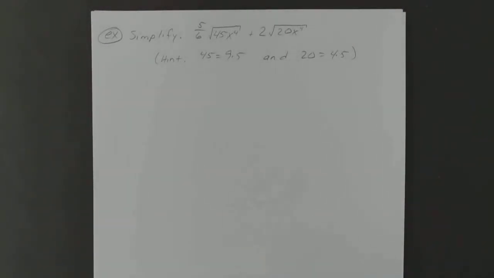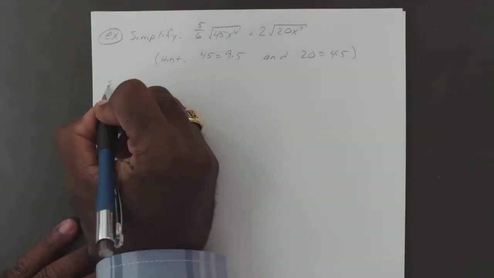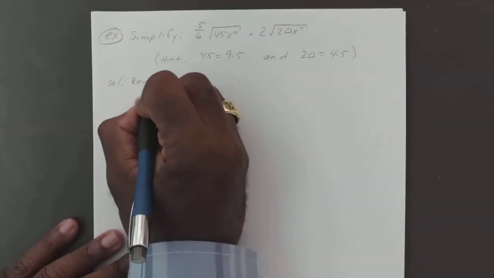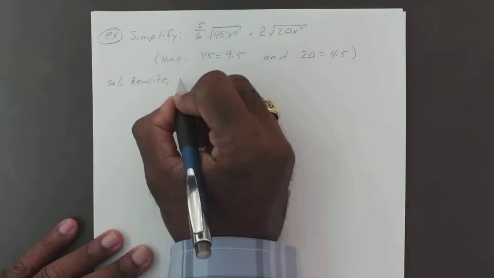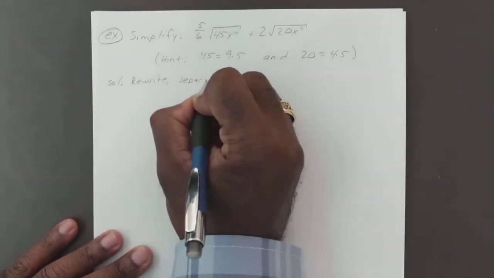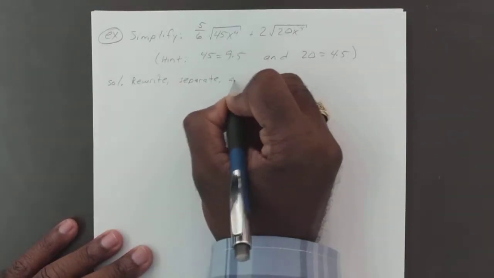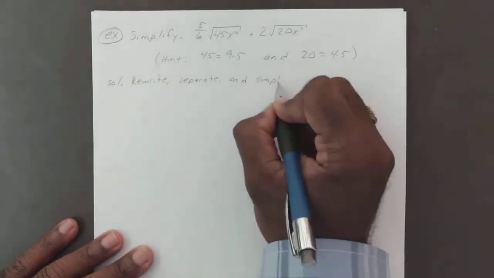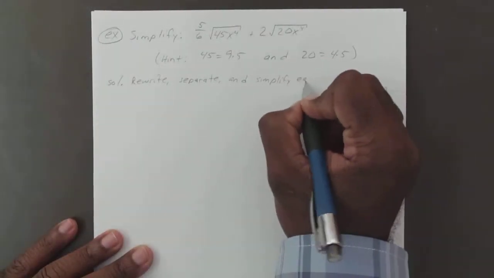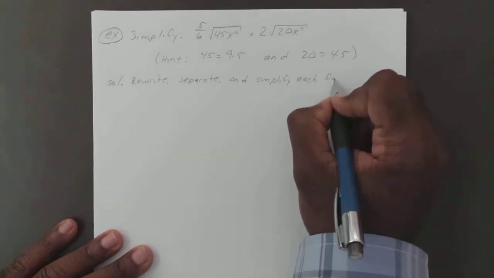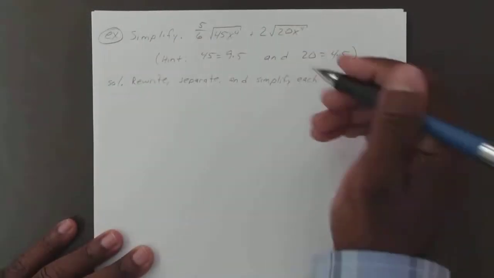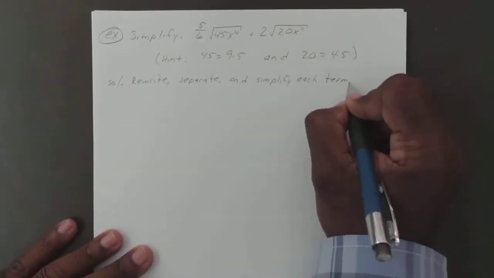Okay, so for this one, remember the three things you're going to do. You're going to rewrite, separate, and simplify each factor. Well, I guess you could say simplify each term. It's a little more accurate.